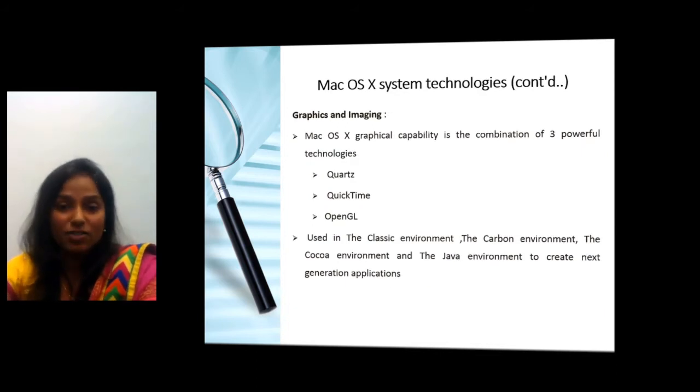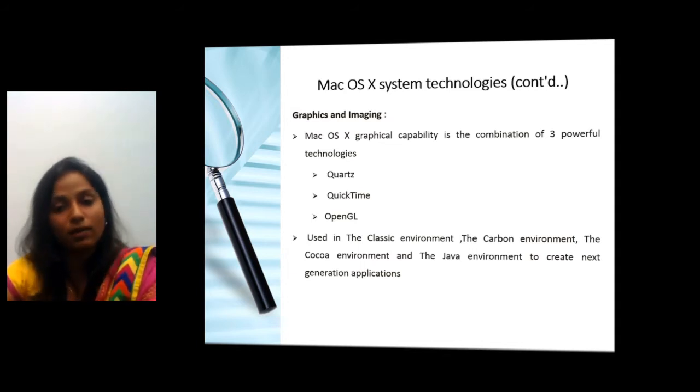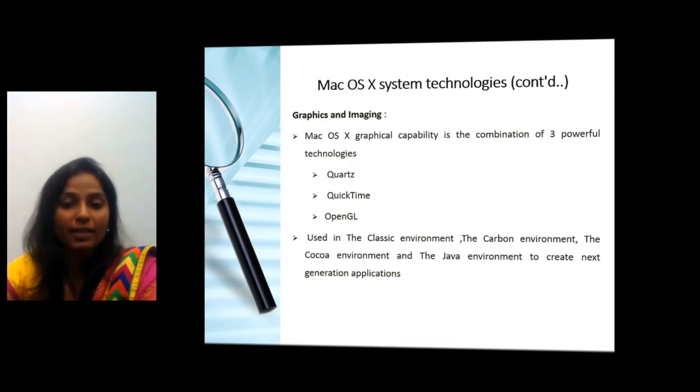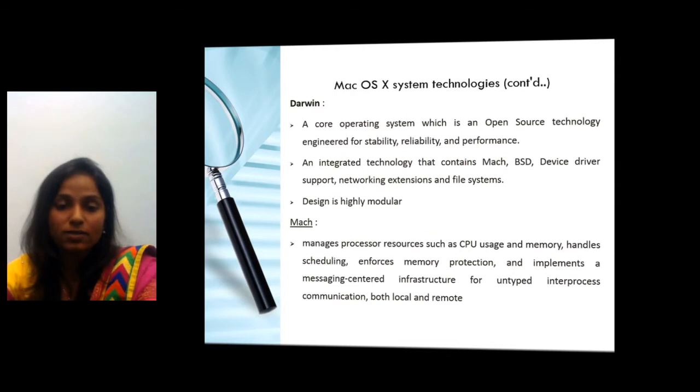Next, graphics and imaging. This is the most important part, which makes Mac OS X ideal in this environment of the computer world. Mac OS X is graphically capable because it is developed using three powerful technologies, that is Quartz, QuickTime, and OpenGL. All these three technologies are used in all the application environments, such as the Classic environment, Carbon environment, Cocoa environment, and the Java environment, which is used to create next generation applications.